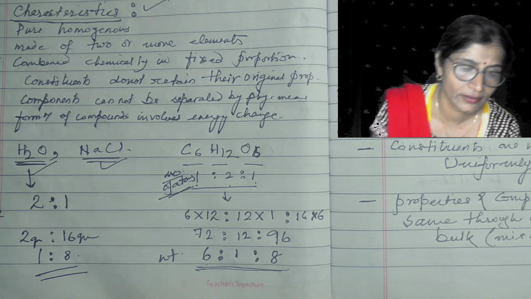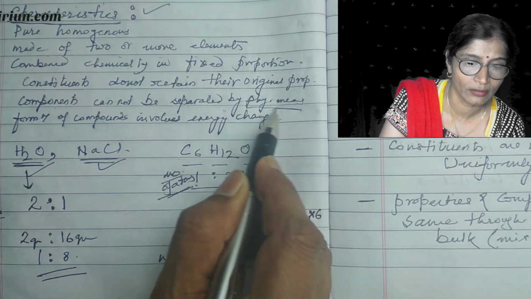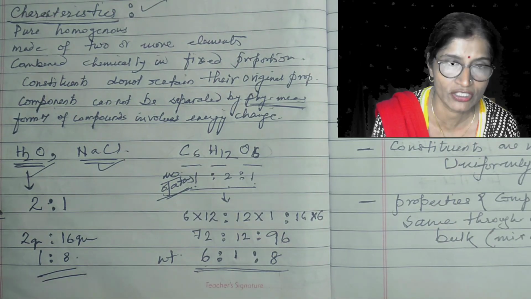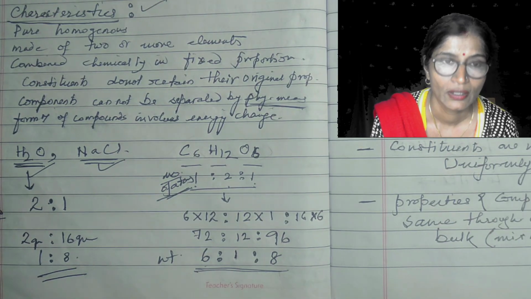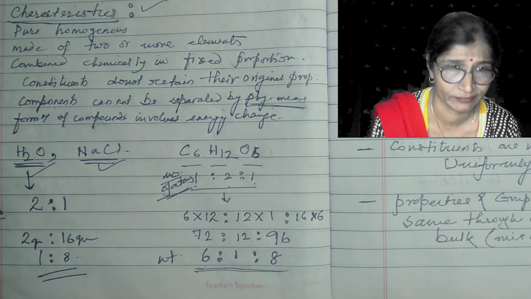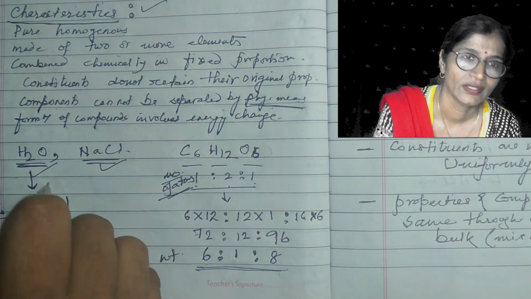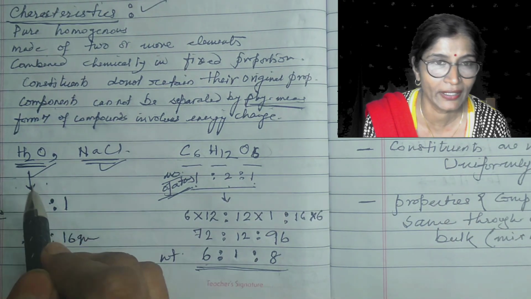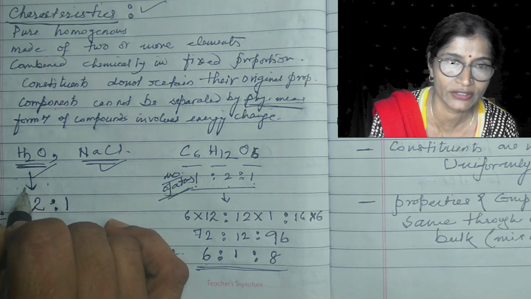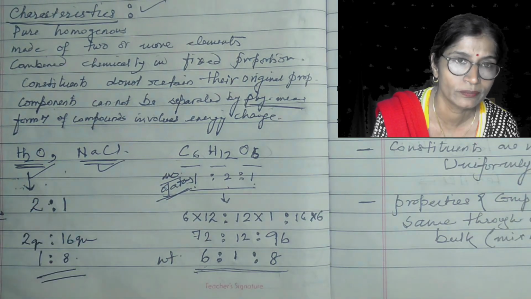Next is that components cannot be separated by physical means. We cannot separate the components of a compound, by which it is formed, by physical means. Like for example, again take water and sodium chloride. I want to separate water into hydrogen and oxygen. Just by picking hydrogen molecules, oxygen molecules, or by heating at a very low temperature, it's not possible to separate hydrogen and oxygen from water.